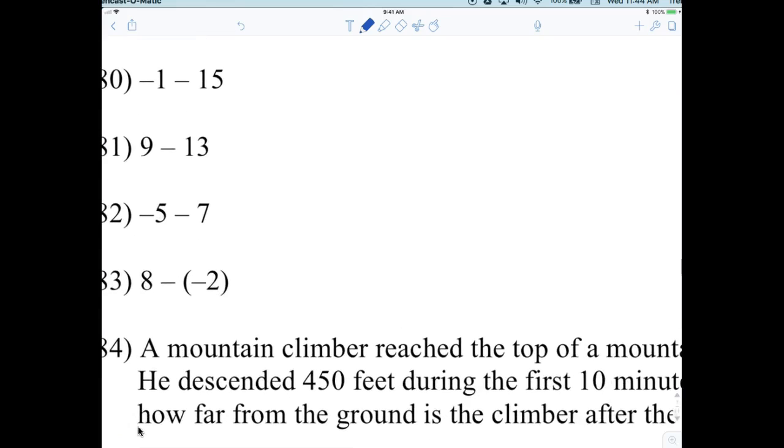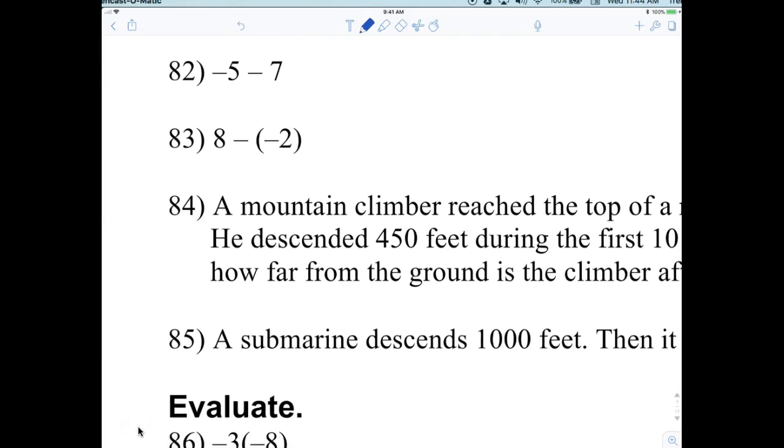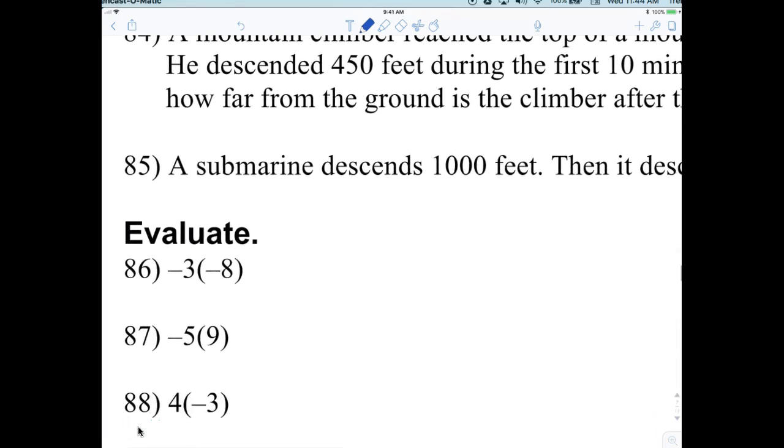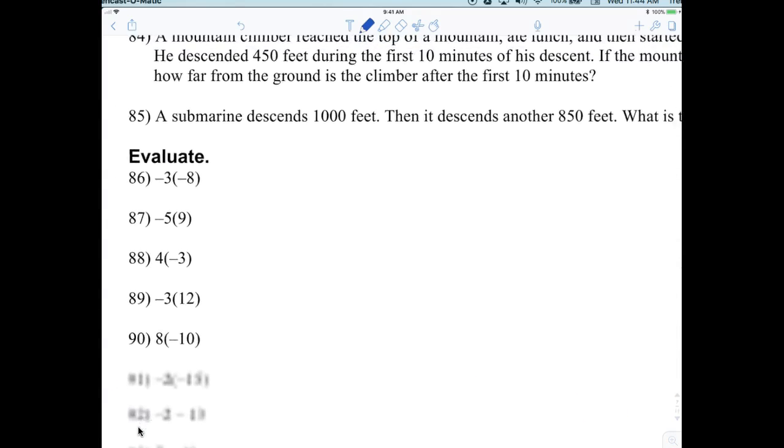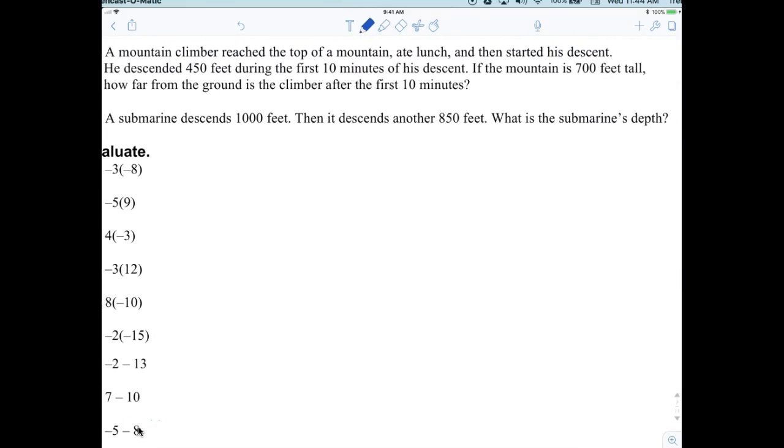All right. 81, 9 minus 13 is what? Negative 4. 83, the double negatives make it what? Positive. So the final answer for 83 is 10. Good. All right. Now, here we go. The submarine descends 1,000 feet. Then it descends another 850 feet. So it is where? What location?